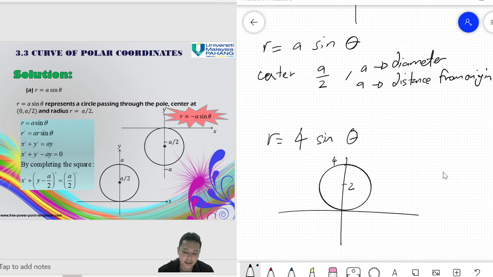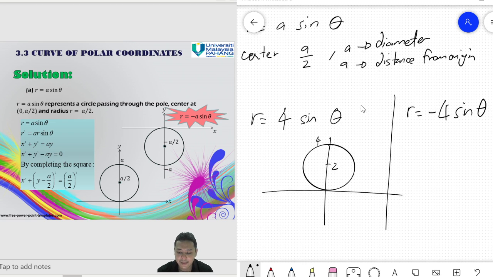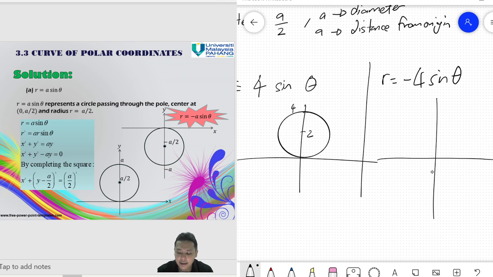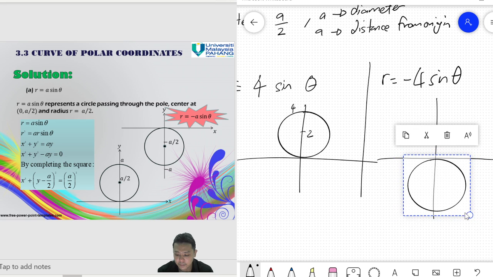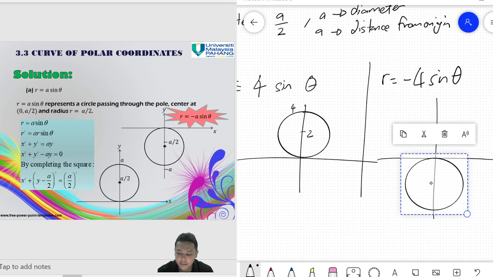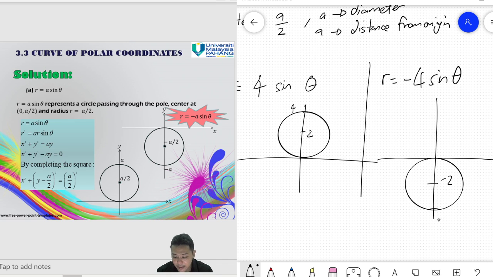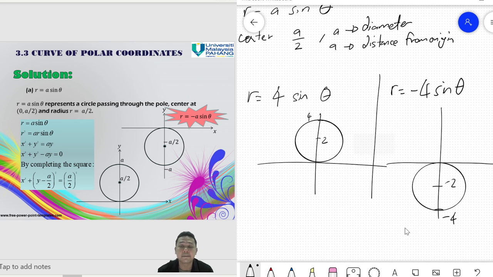In the case of a cos theta, let me finish first. If a is positive, then the circle will be at the top, and if r equals -4 sin theta, then we have a circle with the center at -2, and the end of the diameter will be at -4. Positive at the top and negative at the bottom.